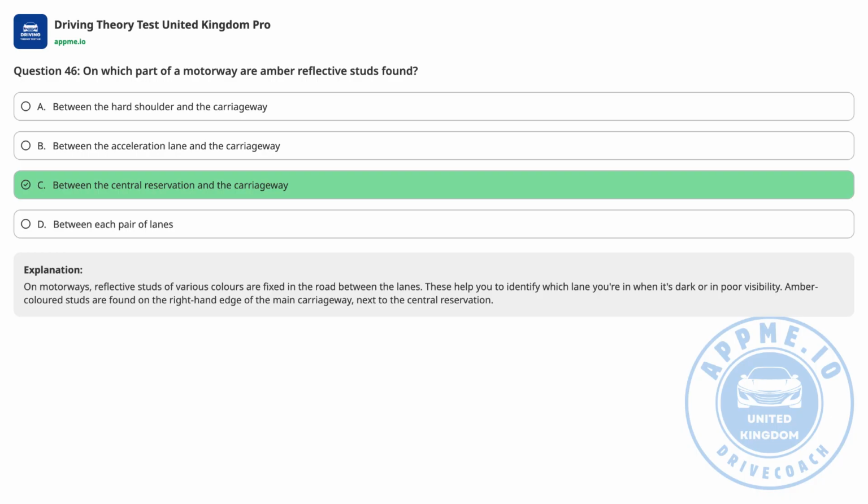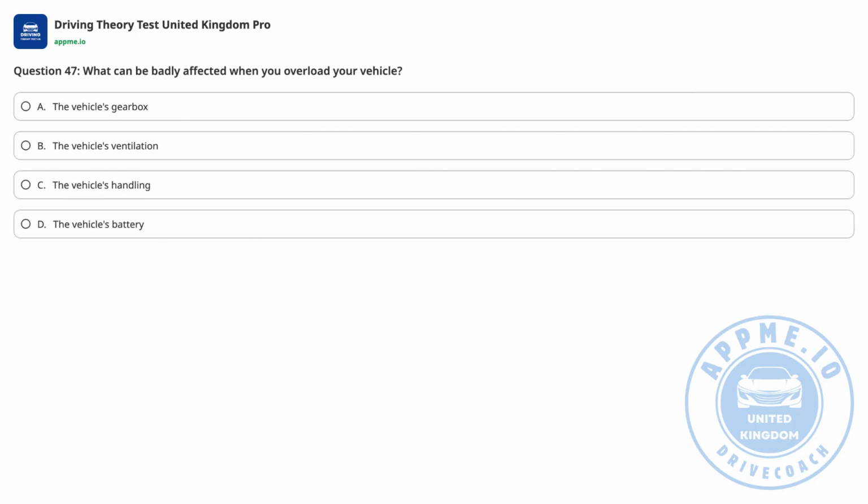The correct answer is C. Question 47. What can be badly affected when you overload your vehicle? A. The vehicle's gearbox. B. The vehicle's ventilation. C. The vehicle's handling. D. The vehicle's battery.